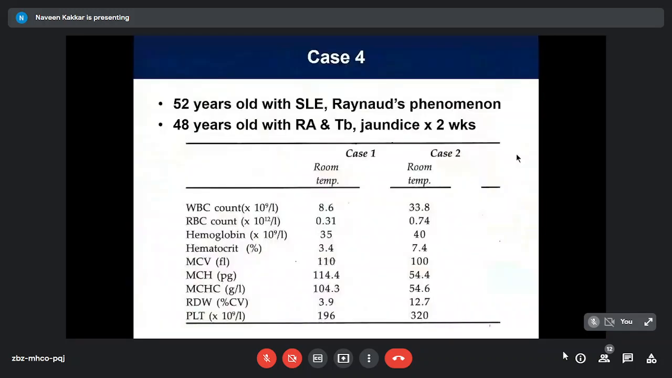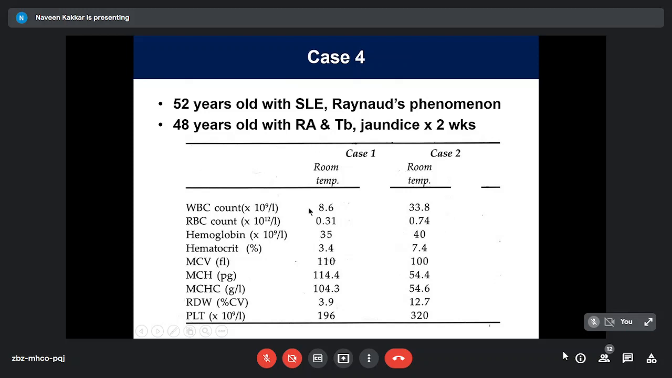Case 4. It's two patients, a 52-year-old with SLE and Raynaud's phenomena, and a patient with rheumatoid arthritis and tuberculosis, jaundice for 2 weeks. So that's case 1 and case 2. And the easier things to notice here are bizarre values. MCV 110, 114, 104. MCV is believable, but MCH and MCHC are not. And RDW less than normal, unheard of. Hematocrit and hemoglobin similar. There's a problem there. RBC count multiplied by 3 should be your hemoglobin. That's not true again.